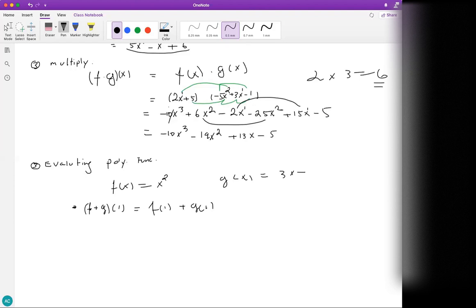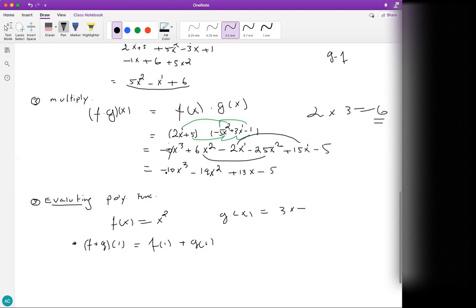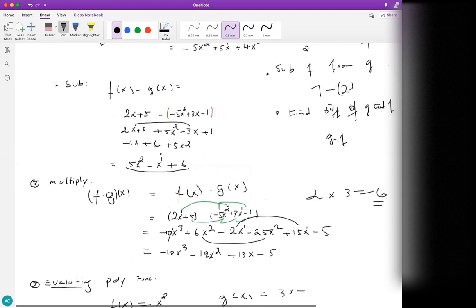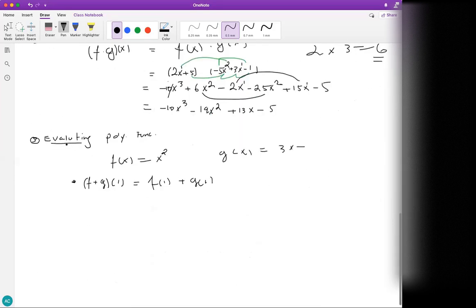Okay, so when you have f plus g or f minus g or times g, whatever it is, you have a specific value. That's when we need to evaluate. The result will be a number. It will not be a function like this, but it will be a specific value because we're evaluating it based on a specific value of x. So x here is 1. So we're going to find f of 1.